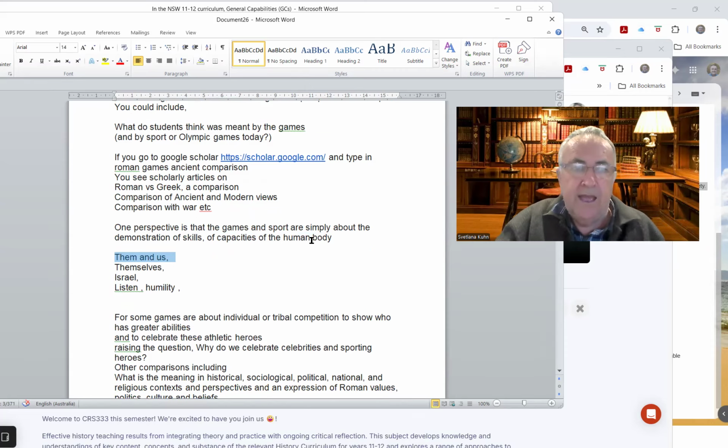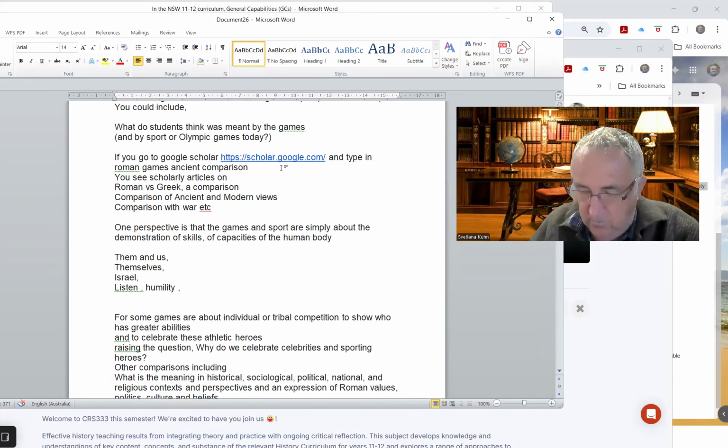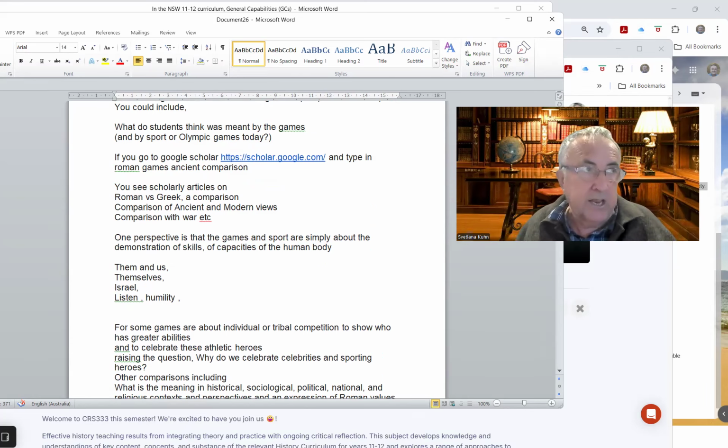So be careful, as is shown in the Roman and Greek games, of dangers of elevating one above the other, and recognise that sport and games can be celebrating something rather different. That is celebrating the capacities of the human body and the capacities of a team and the capacities to put together abilities.